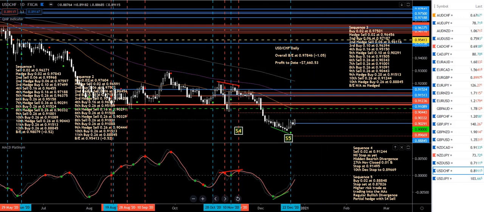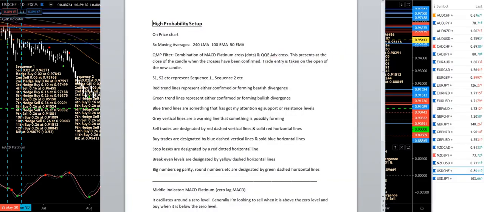So let me bring up the Word document again. Which one? That one. So you can read those notes again if you're a bit confused with any of those colours or the lines of what they meant. That's everything on my charts.